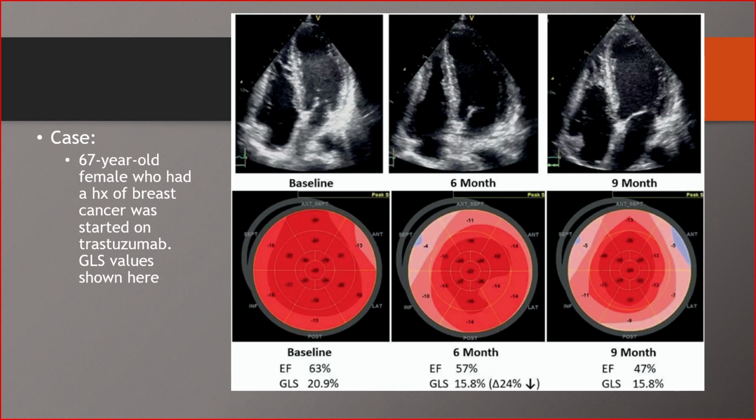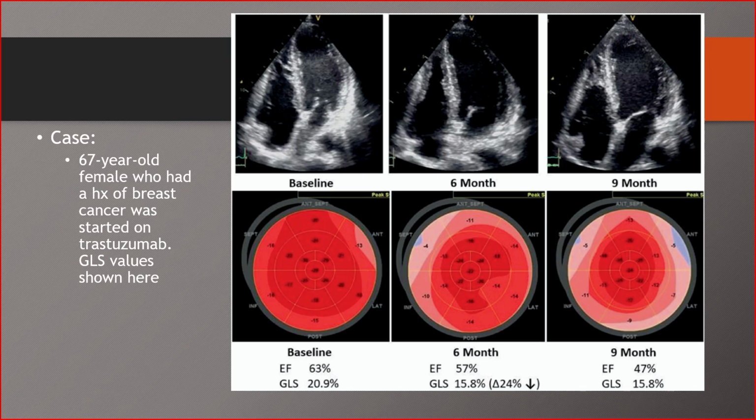This is how you can utilize GLS. This is a case of a 67-year-old female who had breast cancer and was treated with trastuzumab. As you can see here at baseline, her ejection fraction was 63% and her GLS was 21%, which are perfectly appropriate to start the chemotherapy agent at that time.